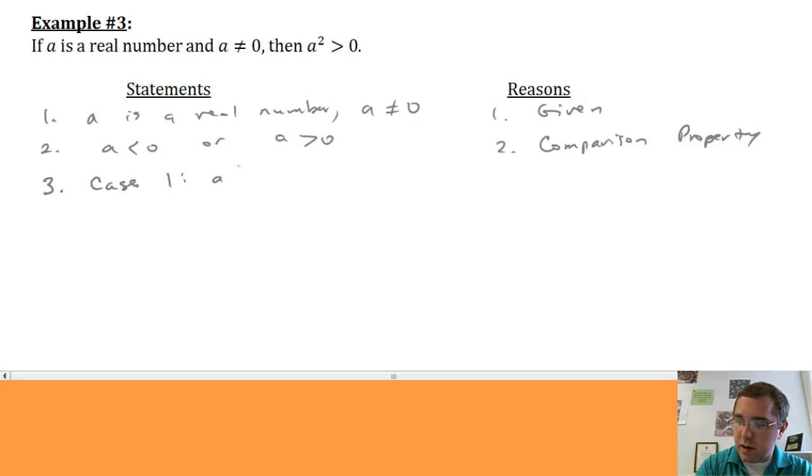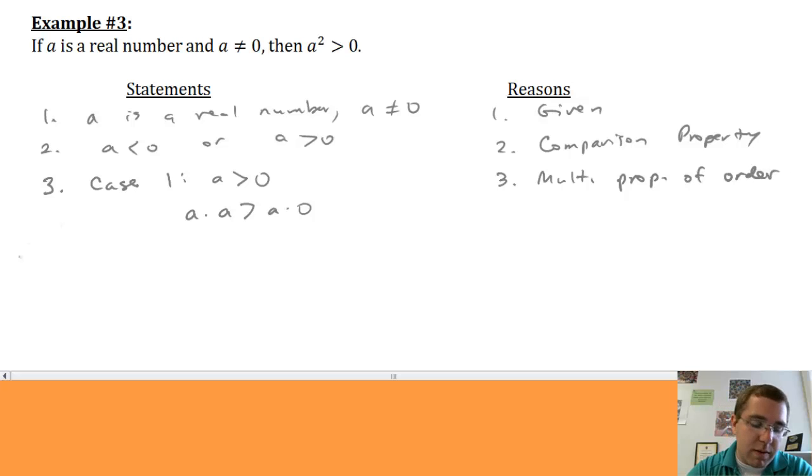Let's start with a is greater than 0. Okay, if a is greater than 0, what can we do? Well, I can multiply both sides of the inequality by the same number. I can say a times a is greater than a times 0. How can I multiply both sides of an inequality by the same number? That's the multiplication property of order.